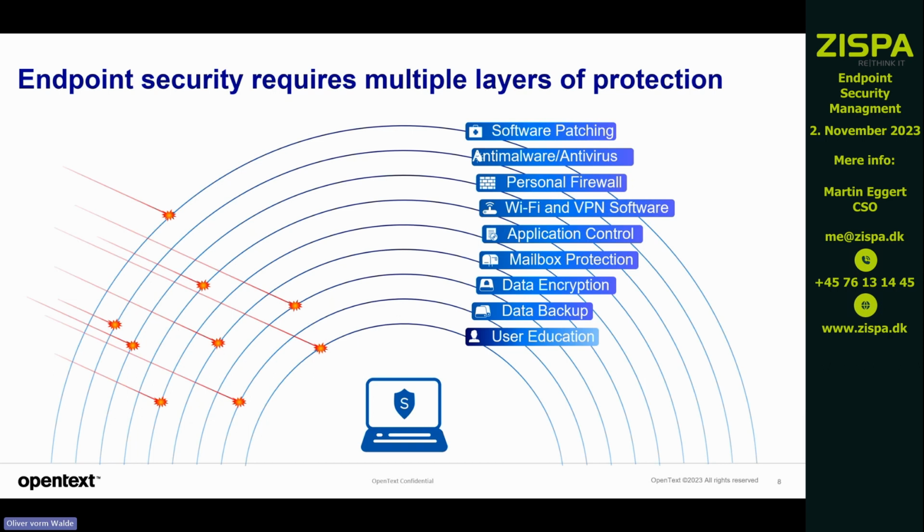We will not cover that, but we will speak about the personal firewall, the Wi-Fi, the application control, mailbox protection. That's another thing not included in endpoint security. We will see data encryption, data backup. That's also not part of endpoint security. And user education is never part of a product. That's part of our partners, part of reading the documentation. It's a constant way in which users need to update their knowledge.